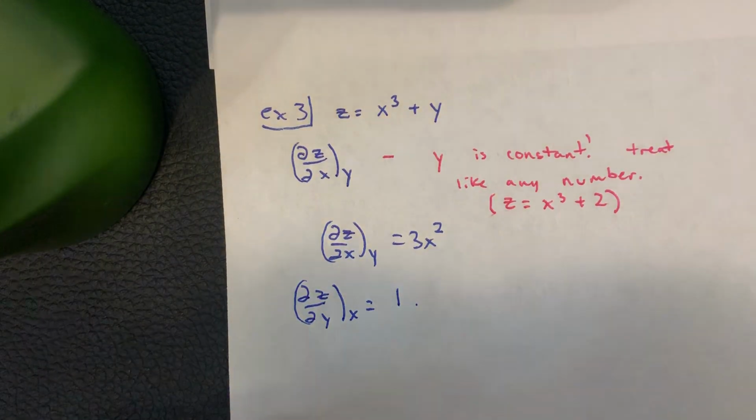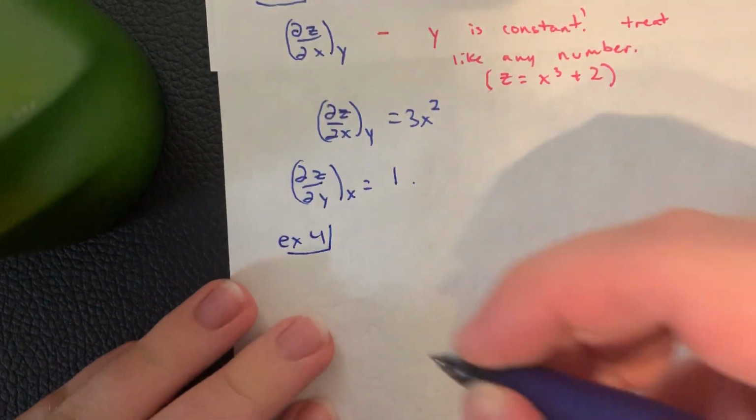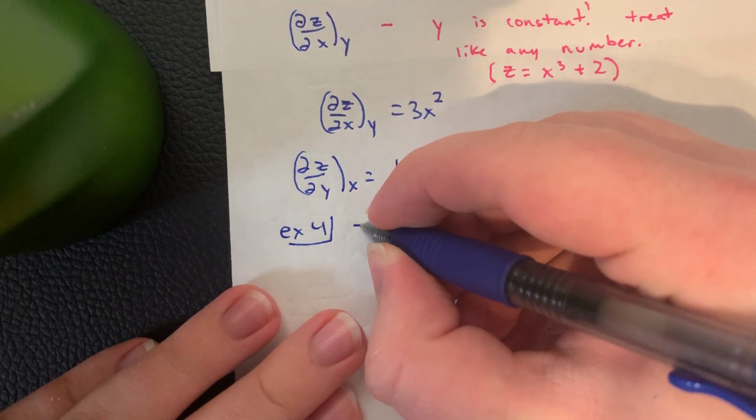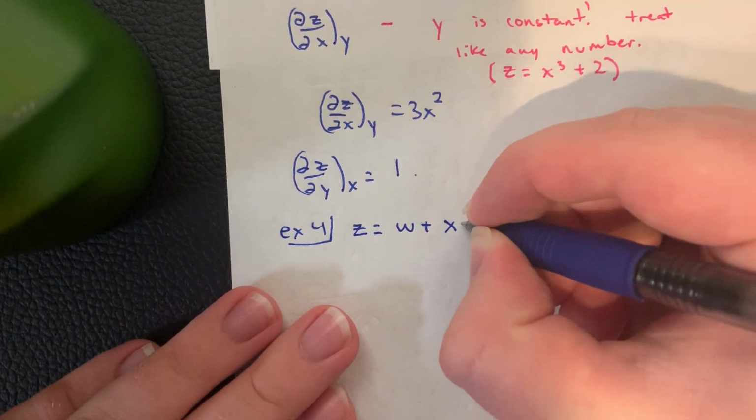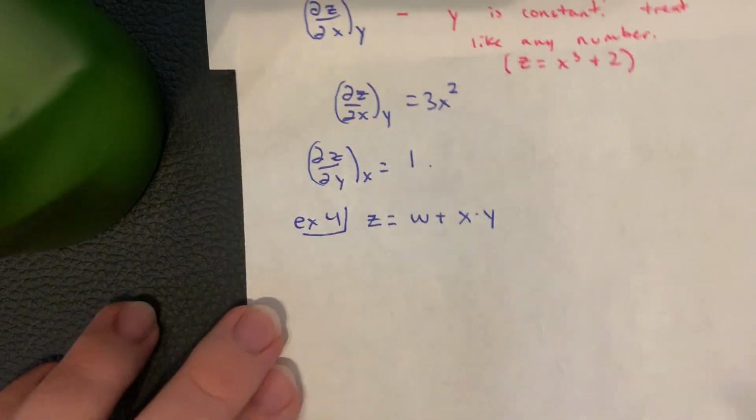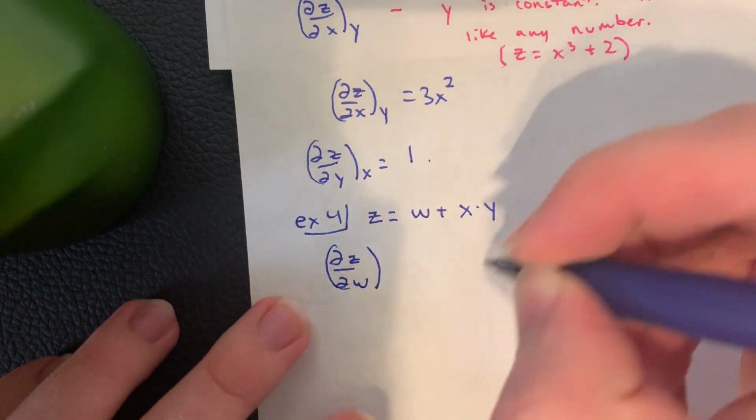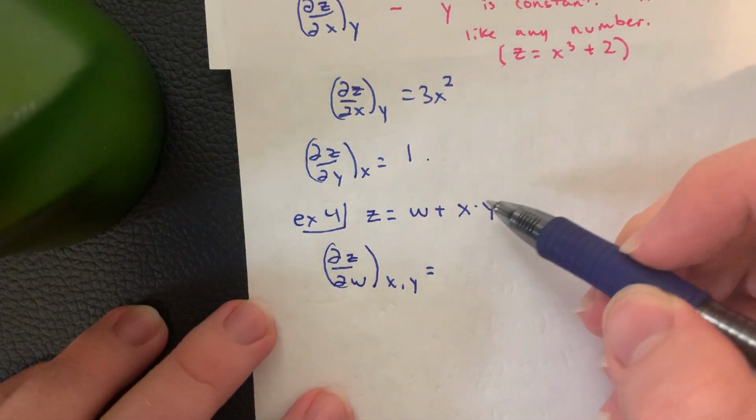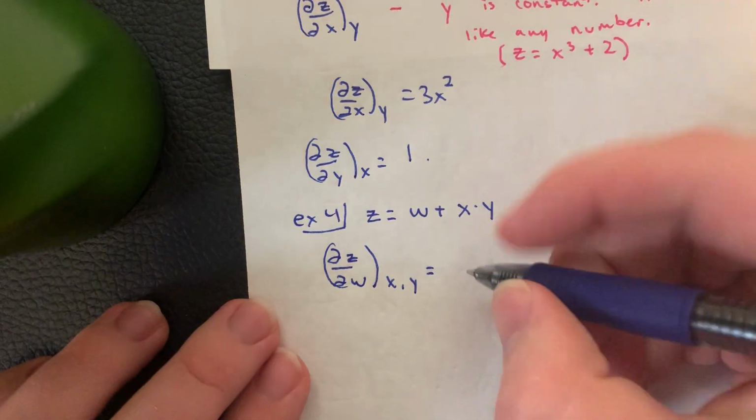Okay, let's see one more example. So let's say that z is equal to w plus x times y. So we have 4 variables in this scenario. So partial z, partial w, holding x and y constant. So if x and y are constant, we can just give the same treatment as before, and the derivative of w then is 1.